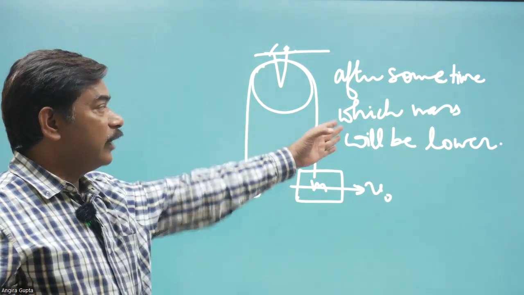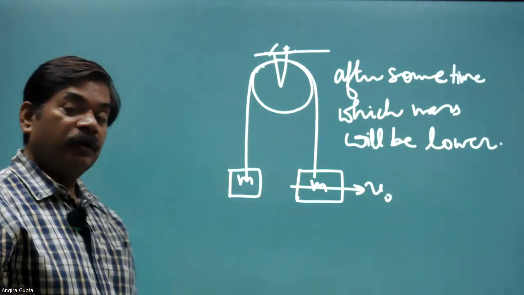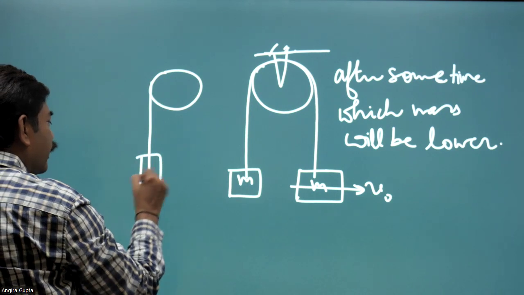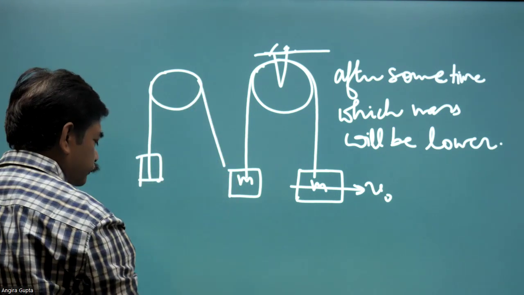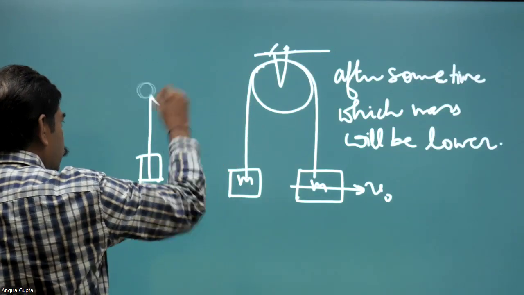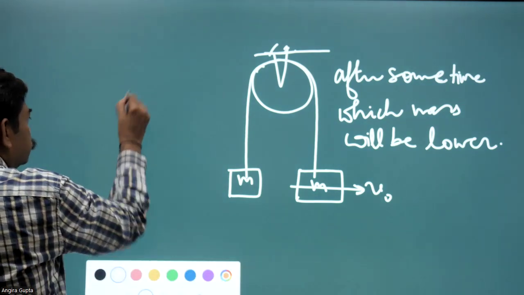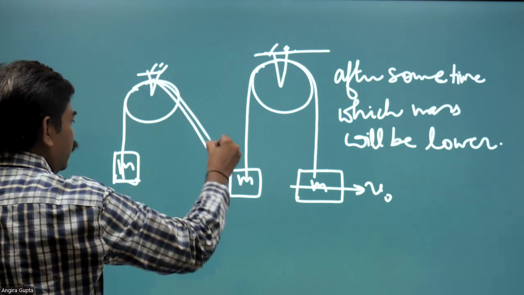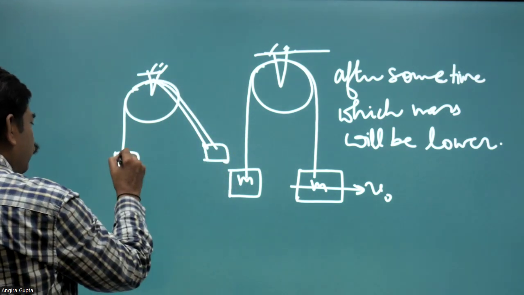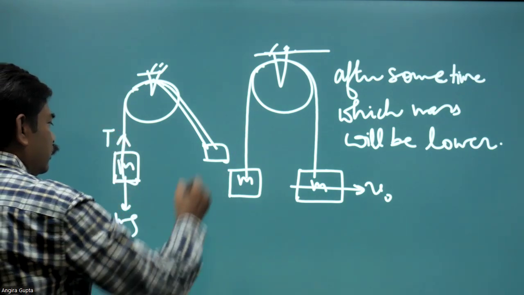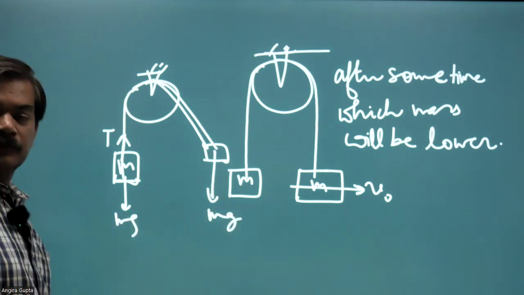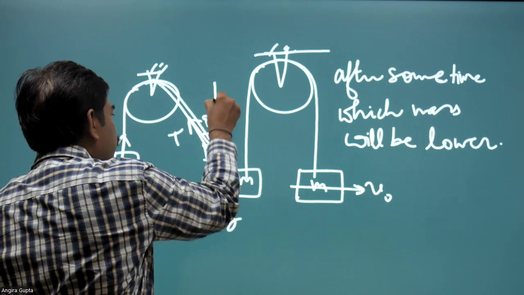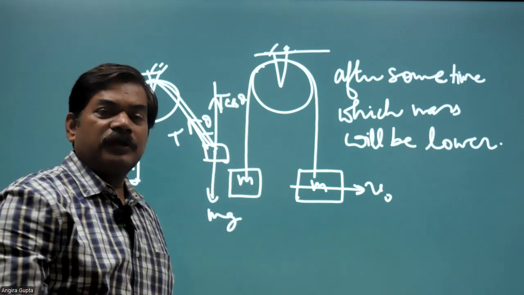Now the question is, after some time, which mass will be lower? So see what happens here too. If you make the FBD after some time, when this block has reached here, it will go vertically upwards. And the string becomes like this after some time. So here, vertically upwards is T, downwards is mg. In this case also, the downward force is always mg, but the upward force is a component of T, T cos theta.